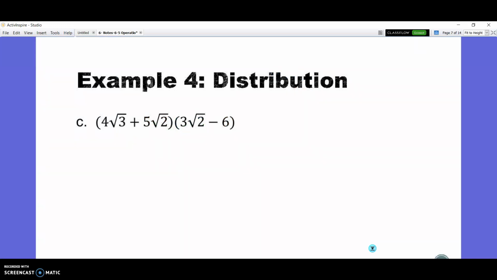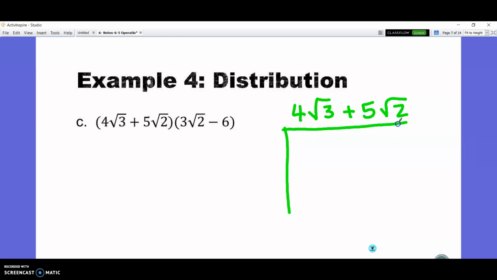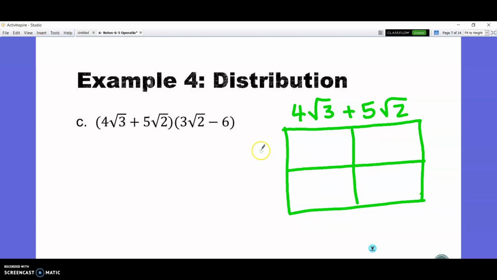Okay, let's go to multiplication but distribution. So with this, we're going to do the same thing that we did with our box method. 4 square root of 3 plus 5 square root of 2. We're going to multiply that using our box. We're going to do 3 square root of 2 minus 6. And then I'm going to multiply to fill in all of the boxes here.